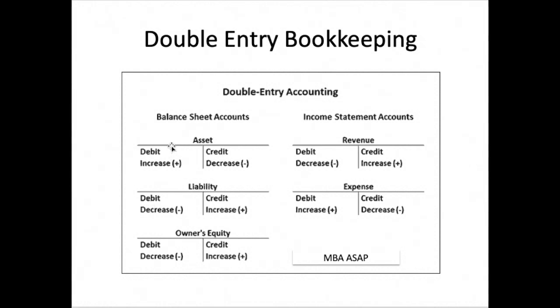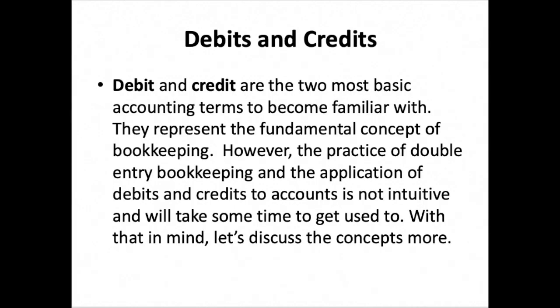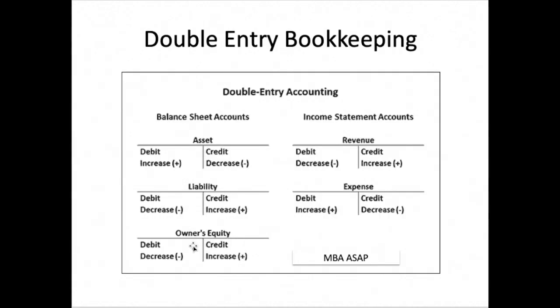So let's look at the assets. On the asset side of the balance sheet, debits increase, credits decrease. On the liability side, a debit to a liability decreases that liability, right? And a credit to a liability account increases that liability. Then we also have owner's equity, the other account on the liabilities and owner's equity side. It's the same thing as liability accounts, since it's on the other side of the balance sheet: a debit decreases it, a credit increases it.